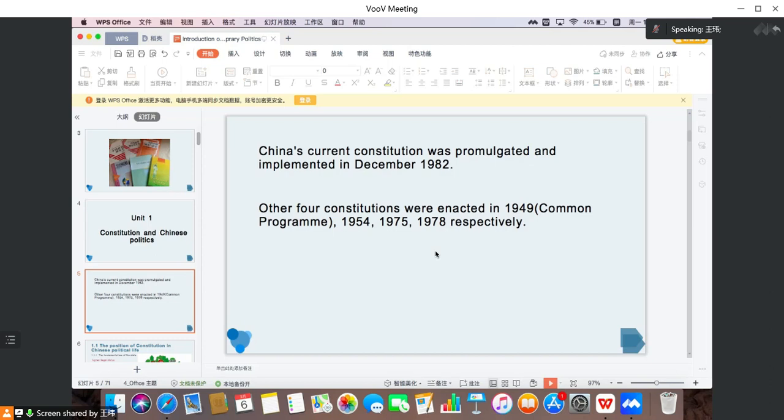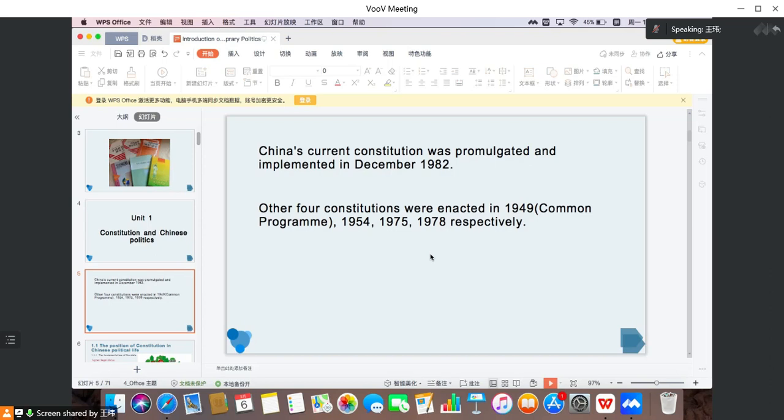But the Common Program was promulgated before the foundation of our China. Can you understand that? In Chinese, 共同纲领, common rules, the original rules. But why didn't we call it our constitution? Just because the first version, the program, was promulgated before the foundation of the People's Republic of China.